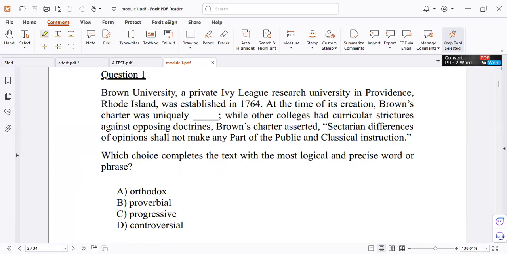Controversial for the first one, A. Controversial? No. Remember, it's an adjective. What does it describe? It describes the charter. So what is described about the charter? We have a semicolon to give you details. And we have while to tell you opposite.